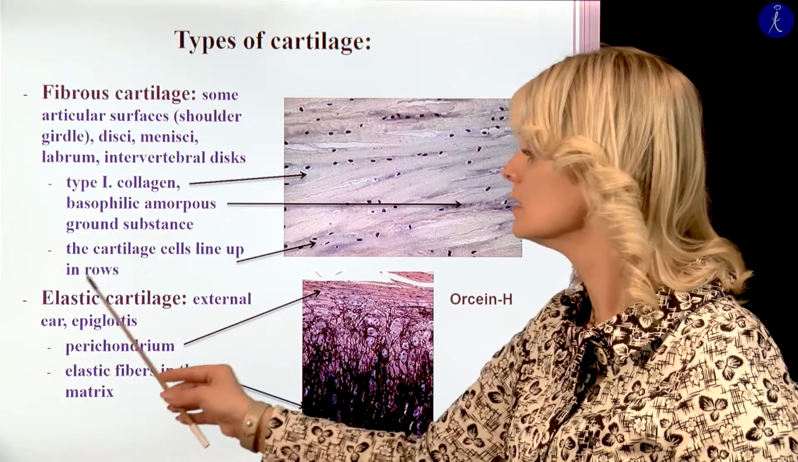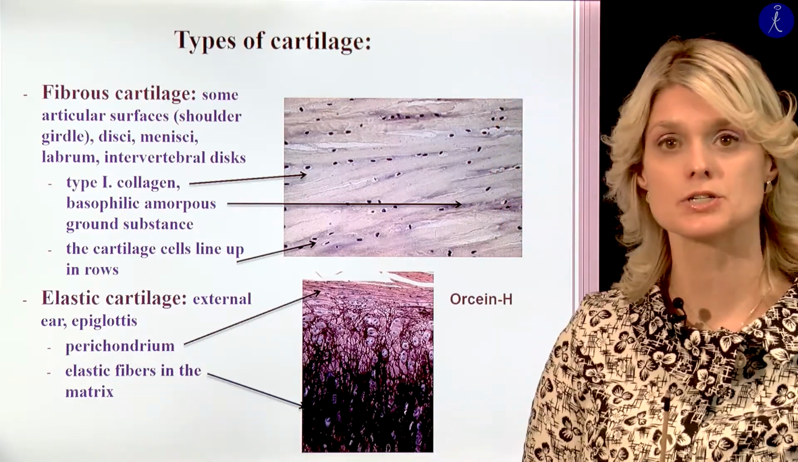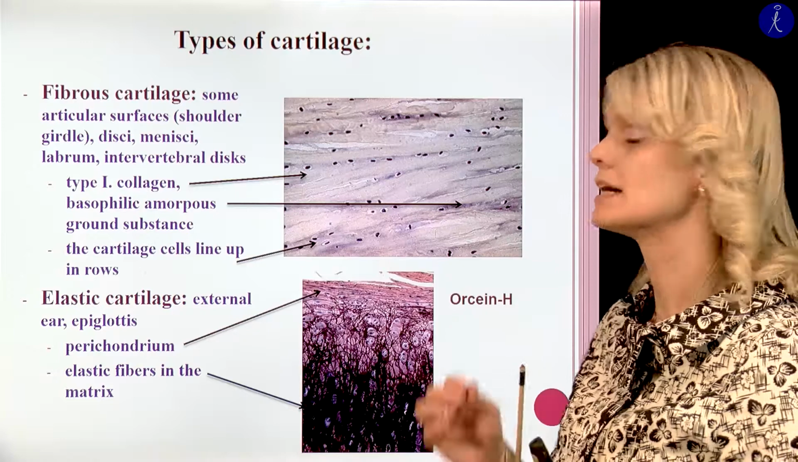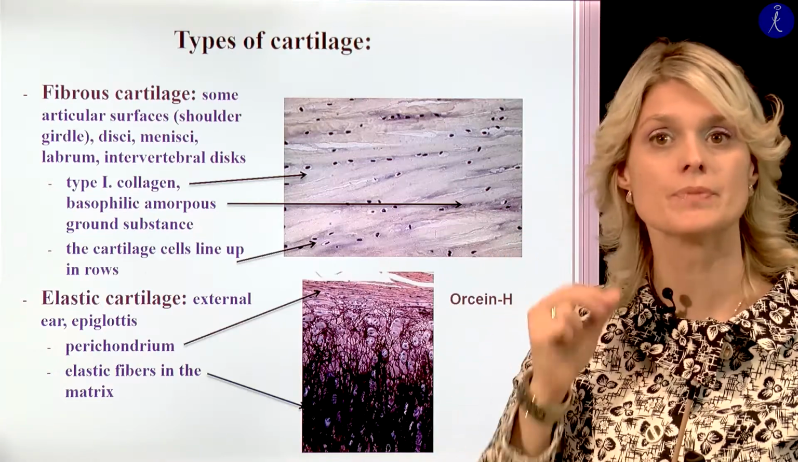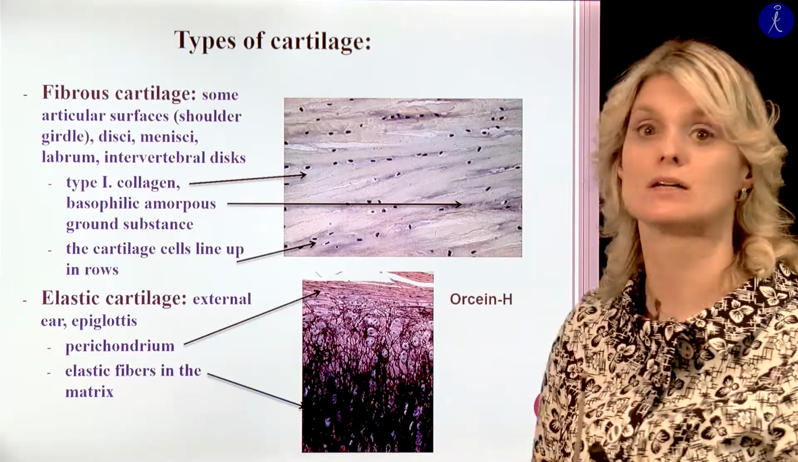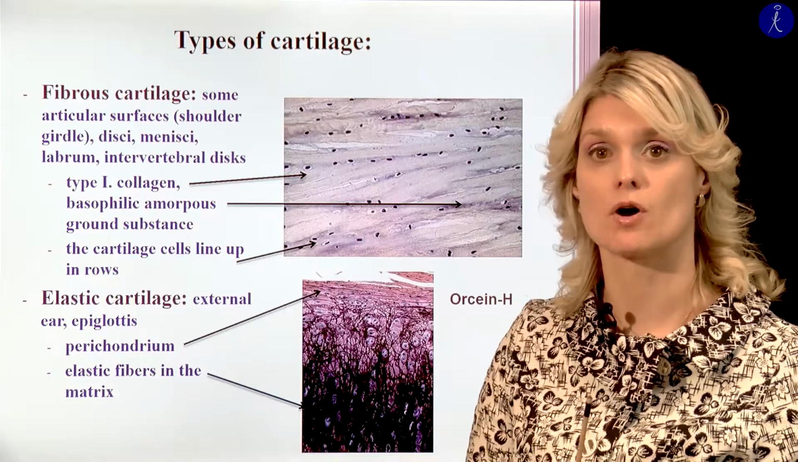The third one is the elastic cartilage. Elastic cartilage we can find in the external ear and also the epiglottis. This is one of the cartilages of the larynx.